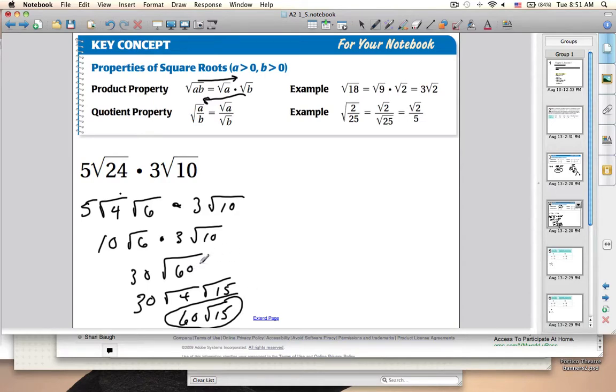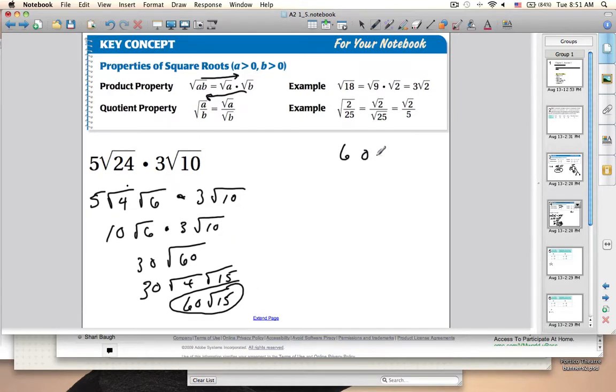If you wanted to see dealing with the 60 through the factor tree again, I know this is 2 times 30, I know this is 2 times 15, and I know that this is 3 times 5. I can see I have two 2's, so 2 times 2 is 4. That's a perfect square, and that's what I factor out. What remains? 3 times 5, which is the 15.